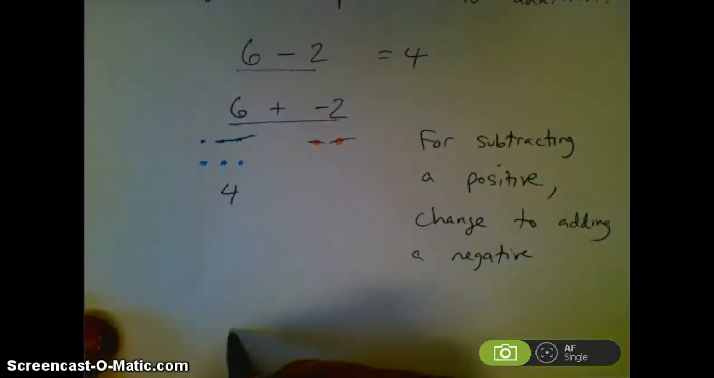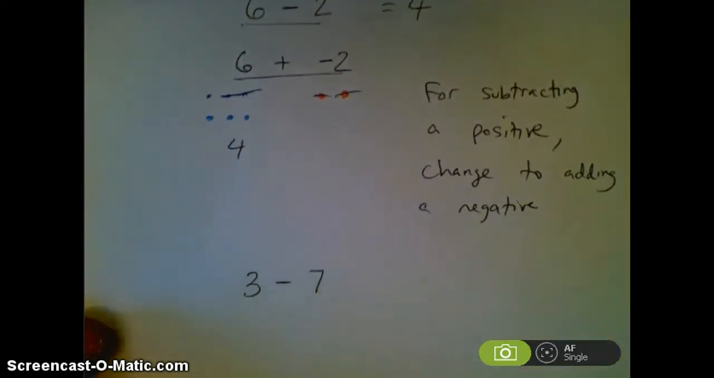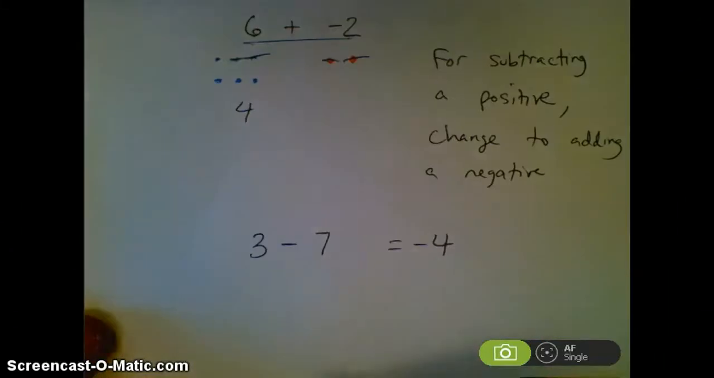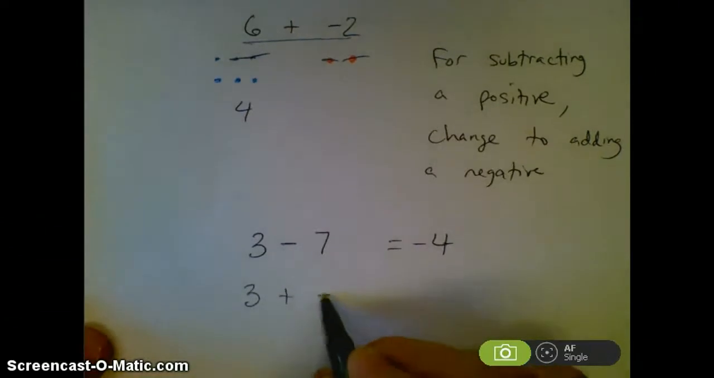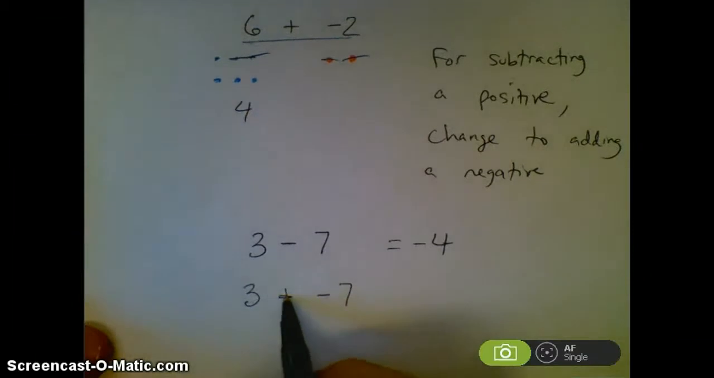I'll do another one. 3 minus 7. Now you know the answer is negative 4 because you can do that in your head. Why don't I just change that into this addition model? 3 plus negative 7. Change that subtraction to adding negative 7. It's the same thing. You can do that.